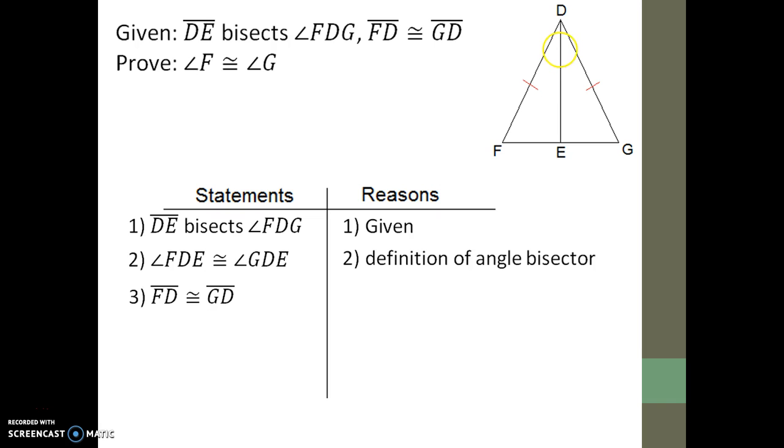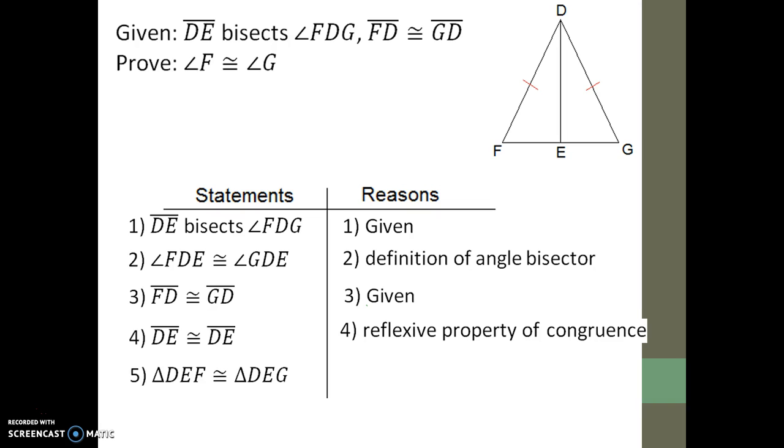And then FD is congruent to GD, that's given. Then DE, okay, this is reflexive property. Right in the middle, it's split right in the middle. And then, all right, the two triangles are congruent by SAS. Very good.